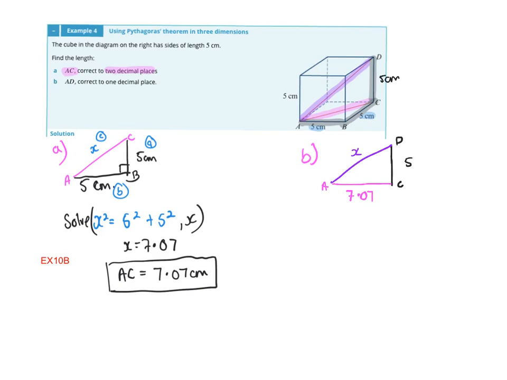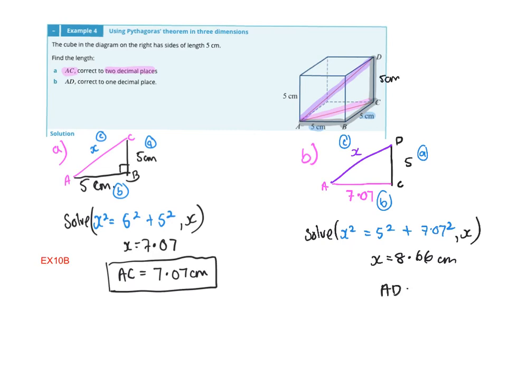So off I go. There's C, A, B. X squared equals 5 squared plus 7.07 squared. Solve, comma X. Okay, I got X to equal, it said 2 decimal places, so 8.66, and it's centimeters, but I really should call it what they called it, which was line AD.